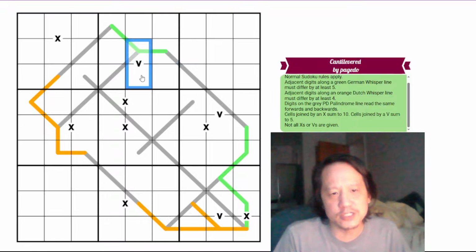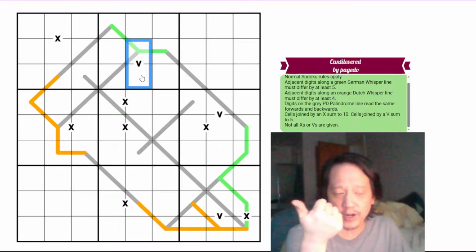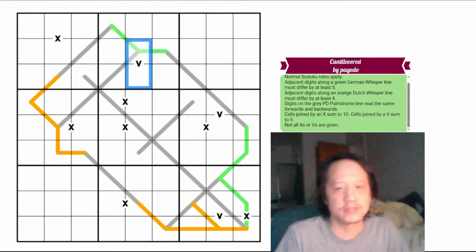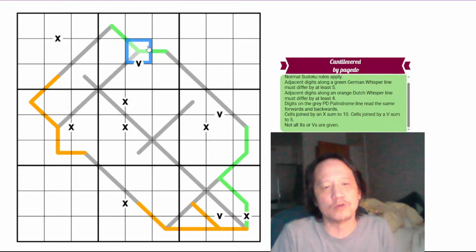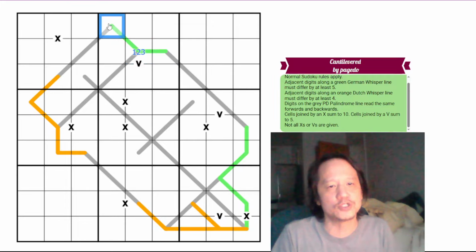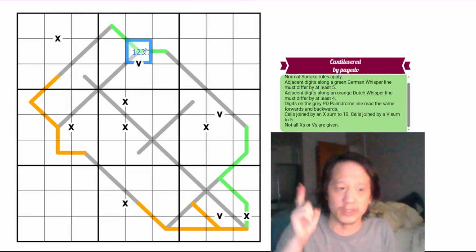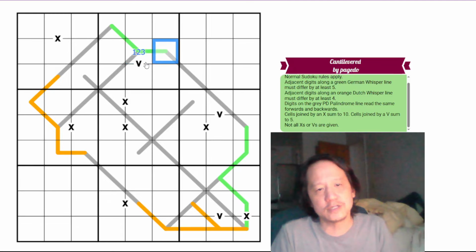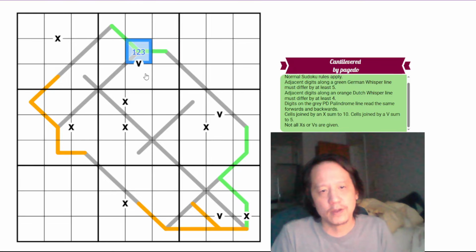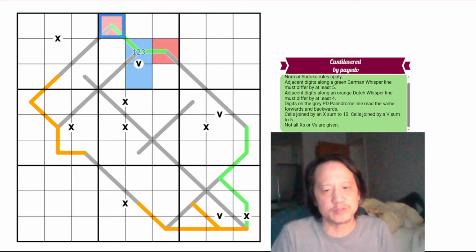Well, what digits can be next to a V? You can either have 1, 4 adding up to 5, or 2, 3 adding up to 5. Those are the only possibilities. So this has to be 1, 2, 3, or 4. And if this were 4, it would be next to 2 unique digits on a whisper 5 line, which is not possible because 4 can only be next to 1 unique digit. So this is low, this is low, so this must be a high digit, and this must be a high digit.